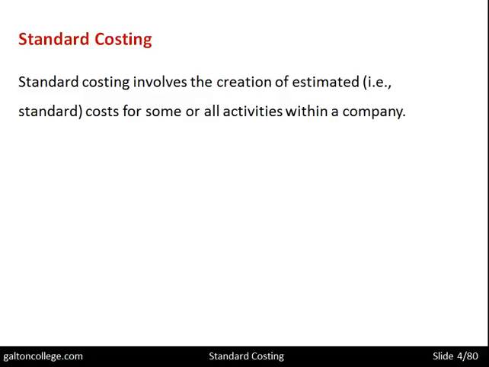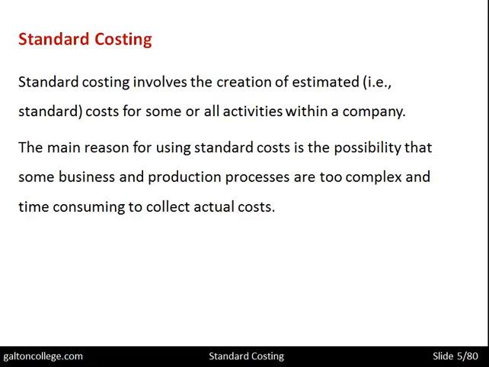Standard costing involves the creation of estimated, for example, standard costs for some or all activities within a company. So the accountant estimates what the costs are and uses that particular estimated cost, as opposed to using the actual costs. The main reason for using standard costs is the possibility that some businesses and production processes are too complex and too time consuming to collect actual costs.